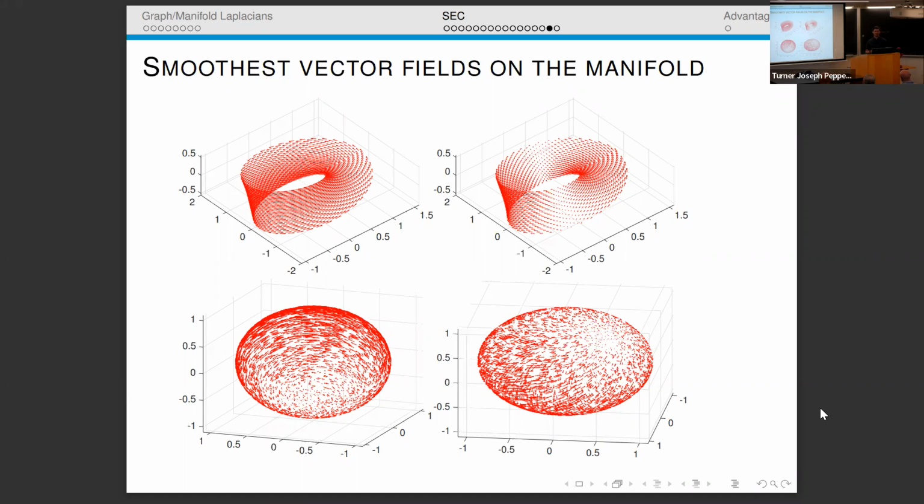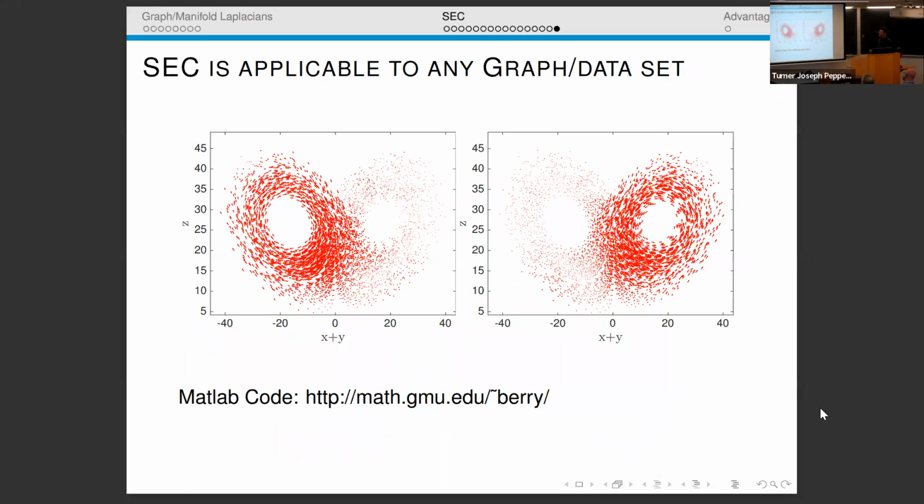You can also do it for spheres, and we wanted to make sure that our spheres satisfy our smooth vector fields, so they should satisfy the hairy ball theorem and vanish somewhere, and they do. So that looks good. And then you can do it on fractals.